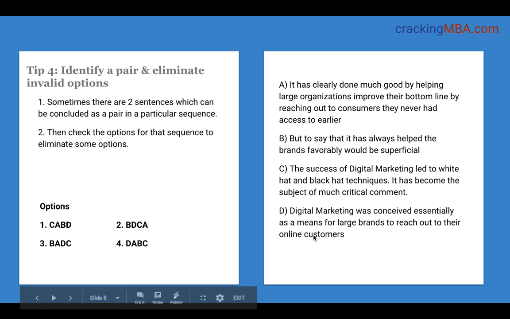Okay, clearly we can see option D, "digital marketing was conceived essentially as a means for large brands to reach out to their online customers," is followed by A, because it clearly says it has done much good by helping large organizations. So D is followed by A, and then "but to say it has always helped" in B is trying to contradict a little bit of what A is saying. And so DAB is a natural sequence.